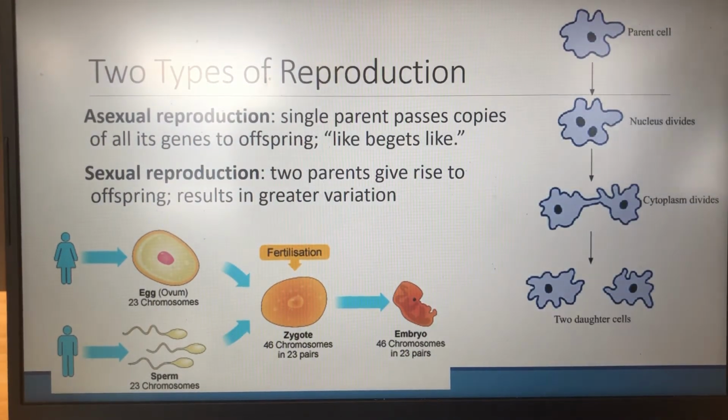All right. So asexual reproduction, this is what bacteria cells do. It's like begets like. They literally do binary fission. They split into 2. Sexual reproduction, 2 parents give rise to offspring. In terms of your test, those 2 are bolded, so I think that's a pretty obvious difference. The reason and the advantage to doing sexual reproduction is to have this variation within species.